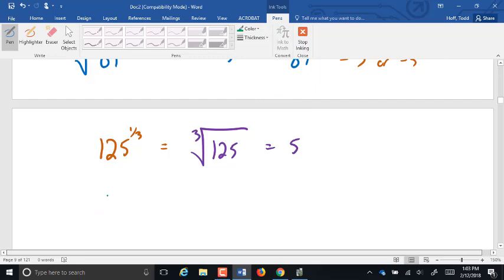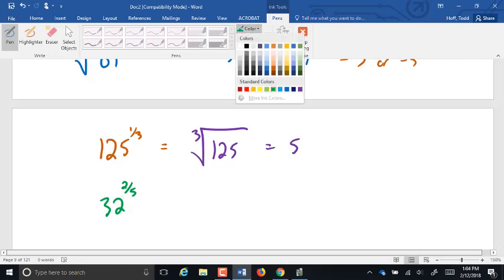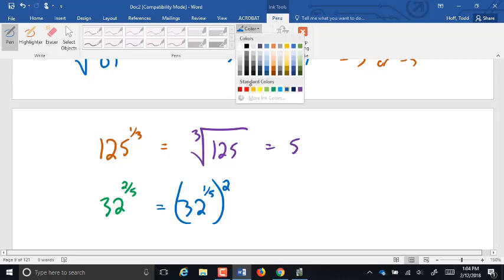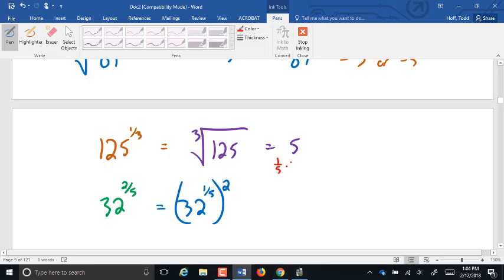How about this? Let's do 32 to the power of 2/5. Well, here we've got to do a little bit of reverse engineering. 32 to the 2/5, we're going to write it like this. Now remember, when I have a power of a power, what do I do with those powers? I multiply them. 1/5 times 2 is 2/5. So this is equivalent to 32 to the power of 2/5.